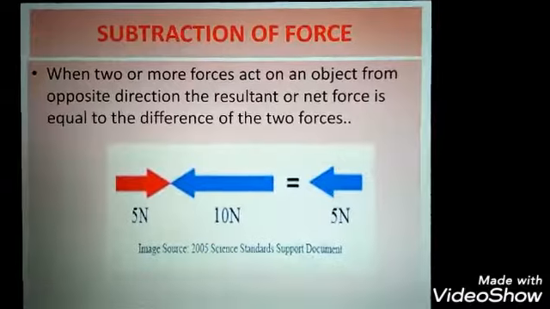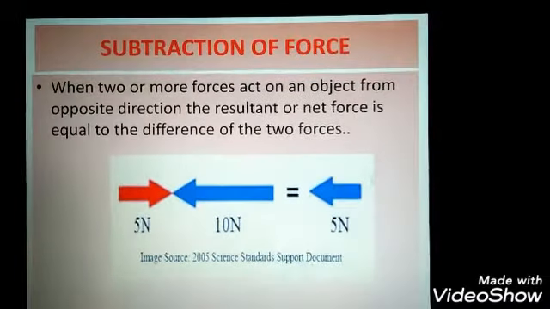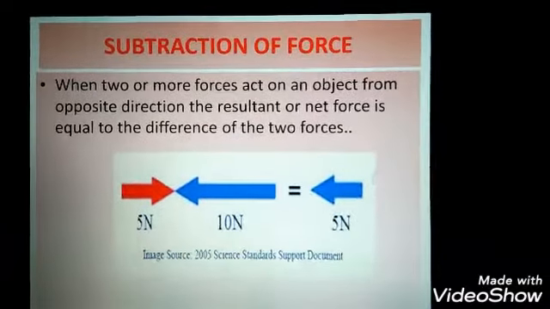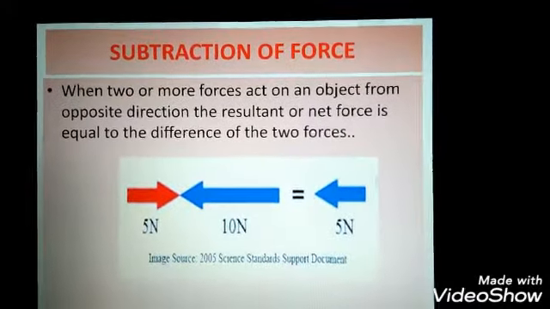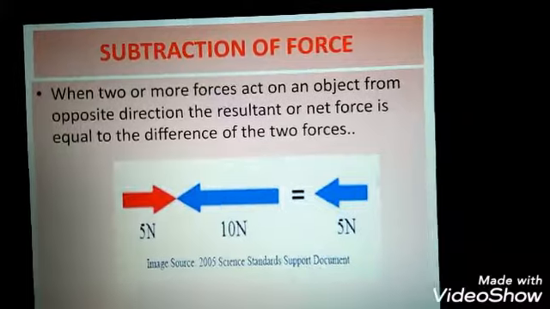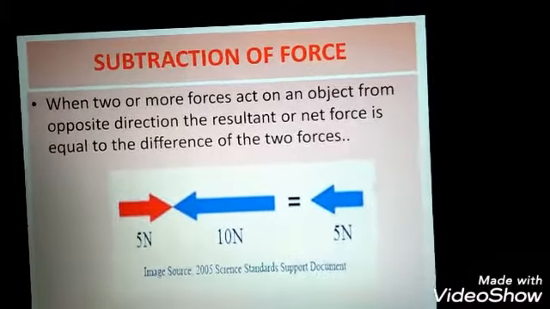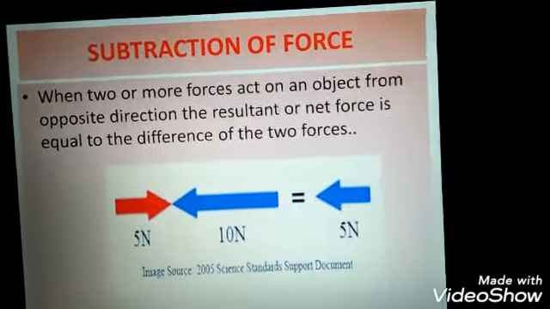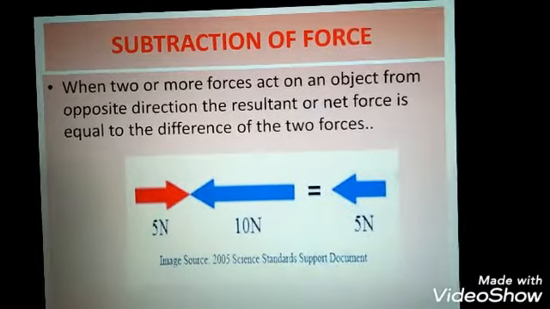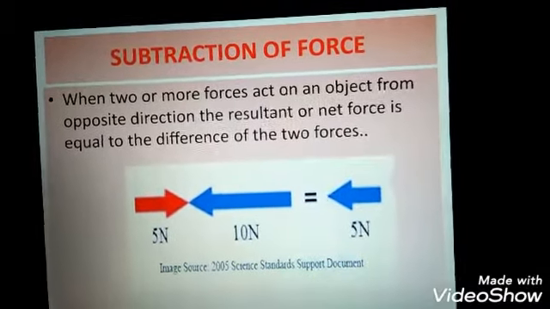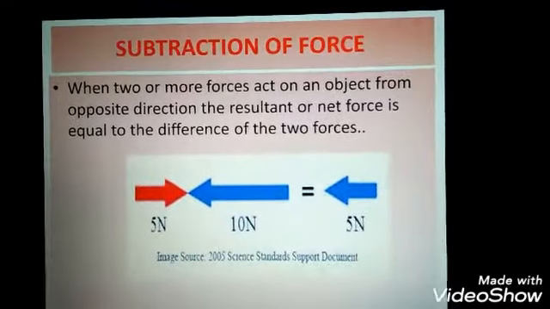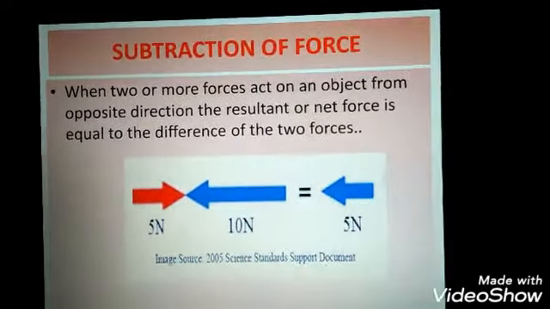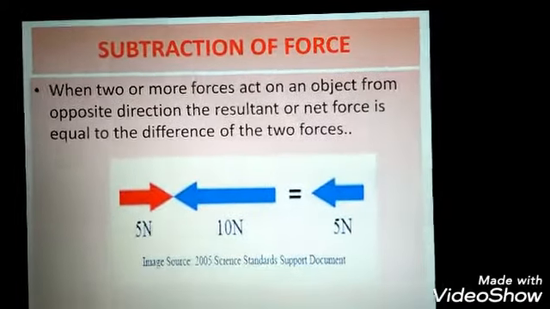So in this case, the resultant or net force is equal to 5 Newton, which is the difference of both the forces. Alright, understood? So if the forces are applied from the opposite direction, then the net or resultant force is equal to the difference between the forces. And the direction in which the object will move is determined by the larger force. Wherever the magnitude is more, there the object will shift, like the table moves towards you.